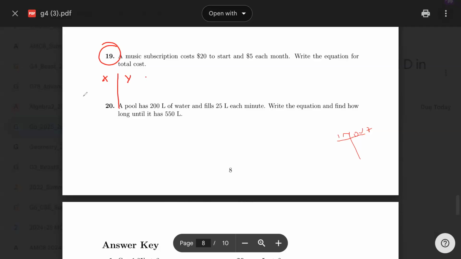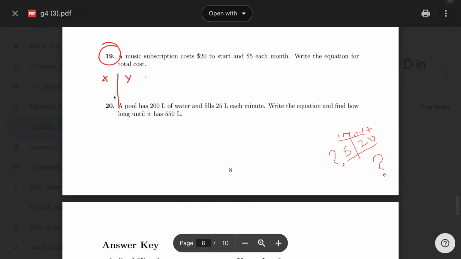A music subscription costs $20 and $5 each month. You have to pay $20 to start and then $5 each month. That's nice. So what are the two quantities? What are the two things that they're discussing?